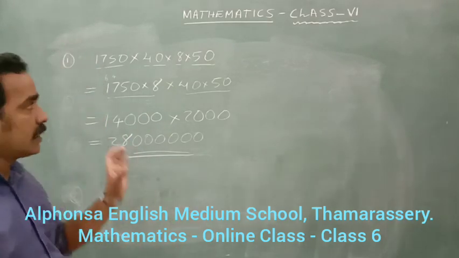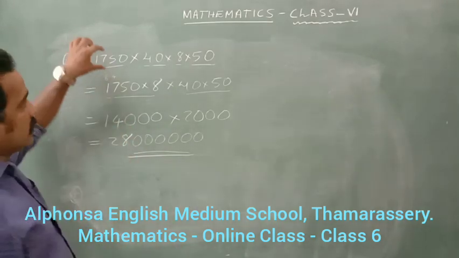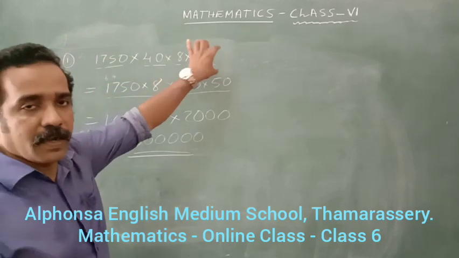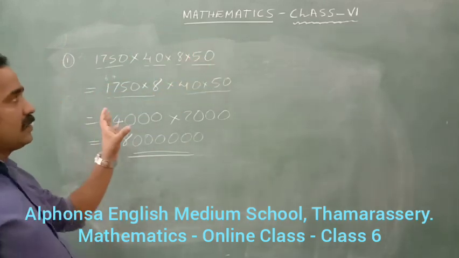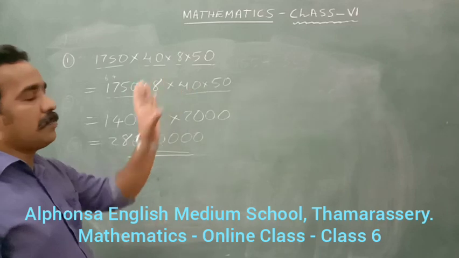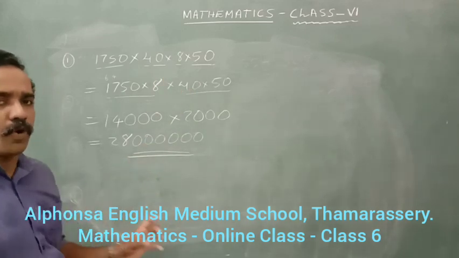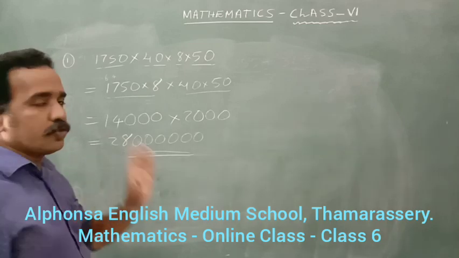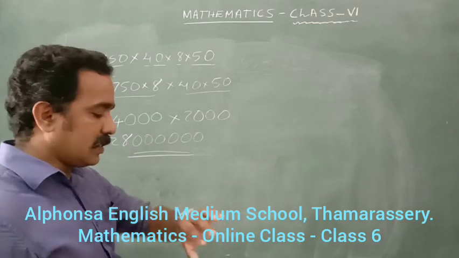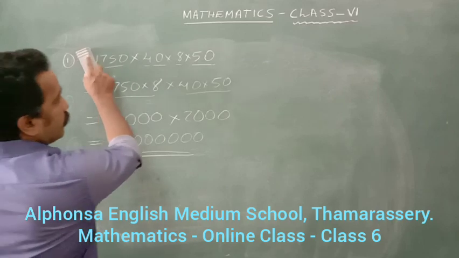So, whenever you get a question, just have a clear look at the numbers and think which numbers are easy to multiply. To avoid a long multiplication and complex multiplication, which two numbers do we have to multiply first? Just think and do.